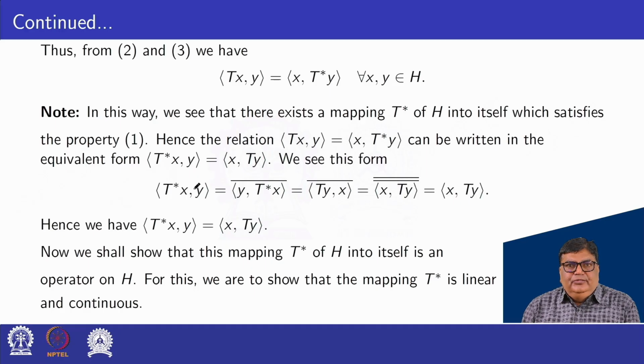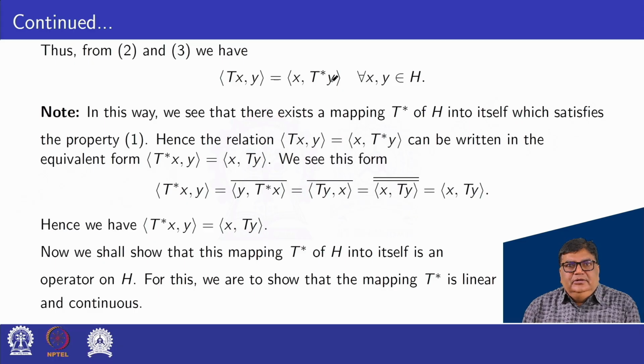Here we change the position of y and T star x, that is conjugate complex of the inner product of y and T star x. So as per this definition, inner product of x, T star y is inner product of Tx, y. So this can be written as conjugate complex of the inner product of y, Tx.